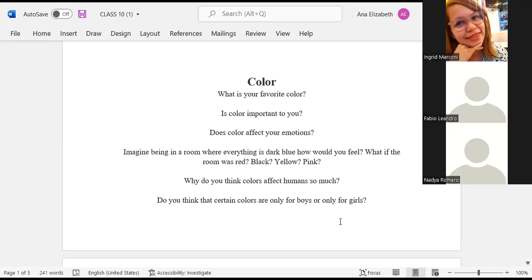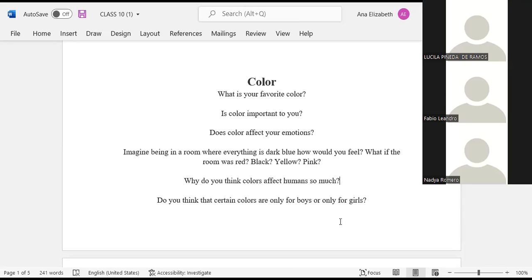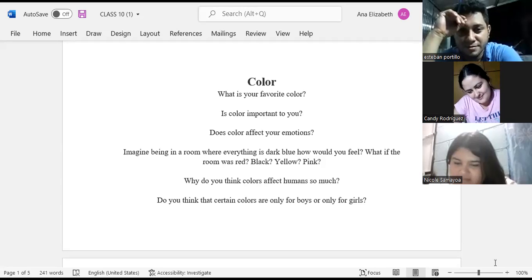Excellent. Todas las contestó de una vez. Vamos a ver. Let's see. Thank you, Fabio. Dígame. What is your favorite? Why do you think colors affect humans so much? Favorite color. What do you think colors affect humans so much? Yes, the color is important because it brings joy. Ajá. Solo eso. Excelente. Ok, José Serafín.